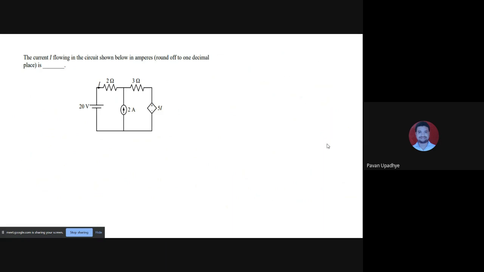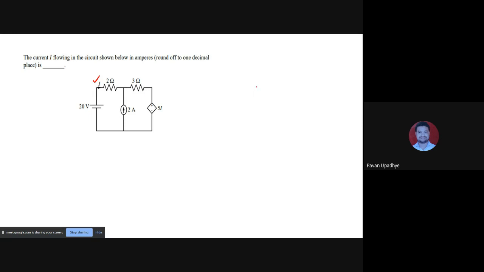Now, next numerical. The current I flowing in the circuit shown below in amperes rounded off to 1 decimal place is. So we have to find out current I. Where is current I? Look at this. Here is some current I that is to be found out, and this is the given circuit. So whatever information is to be given is given in the circuit itself. Nothing written in the words.